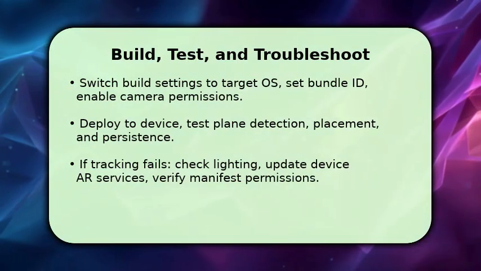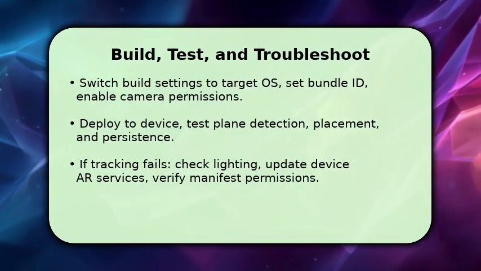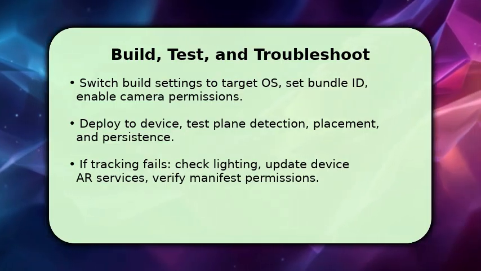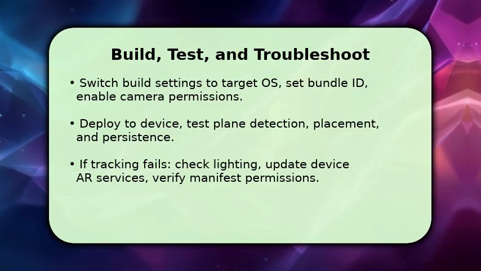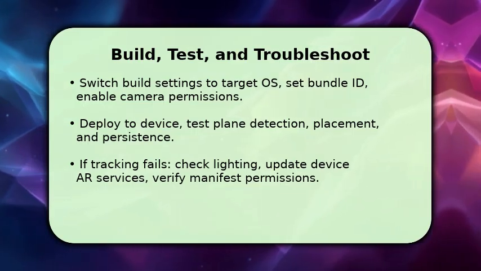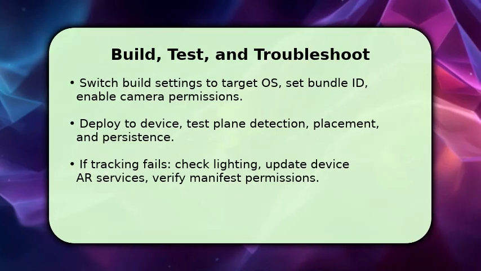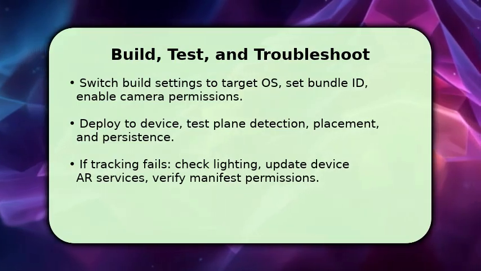You finish by configuring build options, deploying and validating behavior on a real device. Set the bundle ID, enable camera permissions, and configure player settings like orientation and graphics API, then build and run to your phone. Test plane detection, object placement, and movement.